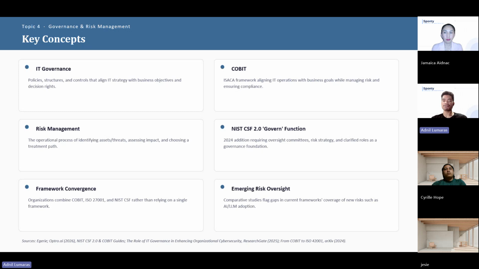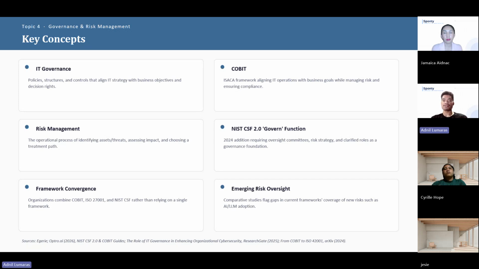The NIST Cybersecurity Framework 2.0, updated in February 2024, added a new governance function specifically to formalize this connection, requiring organizations to establish oversight committees, define a risk management strategy, and clarify roles and responsibilities as a foundation before technical controls are even applied. This is a notable shift from earlier versions of the framework, which focused primarily on the technical functions of identifying, protecting, detecting, responding to, and recovering from threats without giving governance its own dedicated category.